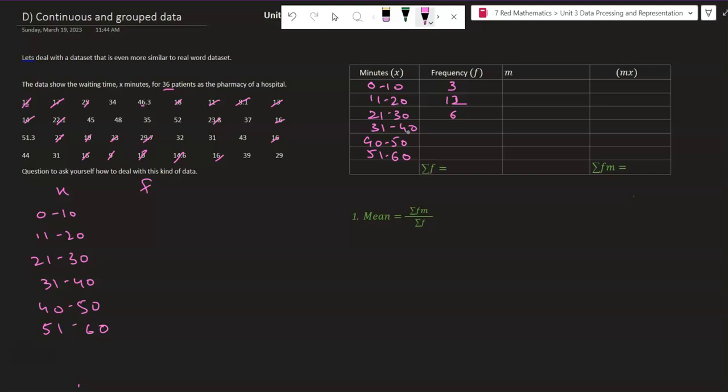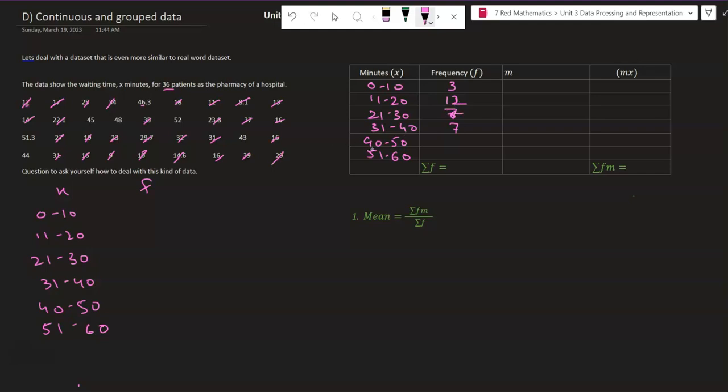So 31 to 40. So 31 and 35: 2, 3, 4, 5, 6, 7. And that's a 7. And 29 comes in 21 to 30. I forgot that again, so that becomes a 7 as well.